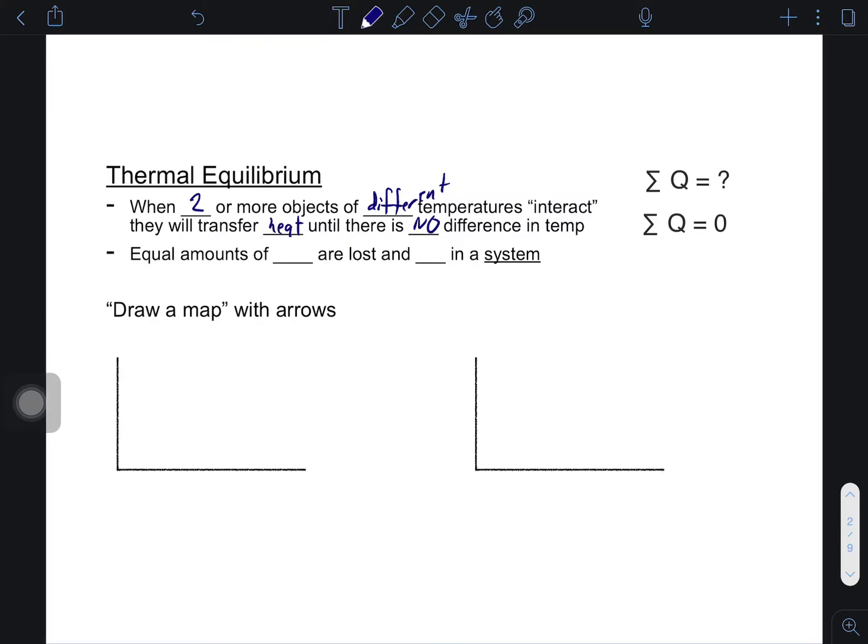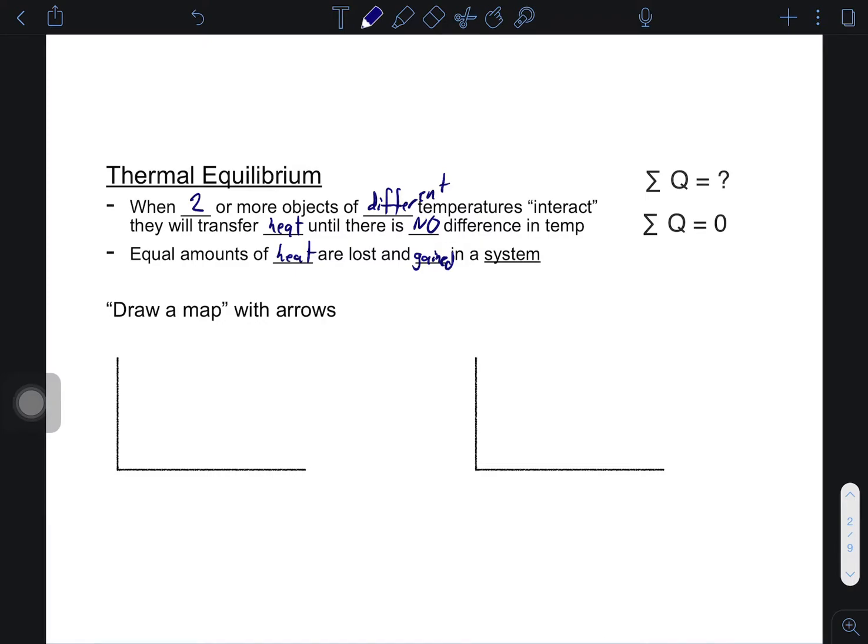Okay, so when two or more objects are interacting, we have a hot object and a cold object, right? Because there's a difference in temperature. So what happens to the hot object? Well, it cools down. What happens to the cool object? Well, it warms up. So they transferred heat to one another. So equal amounts of heat are lost and gained in a system. And we call it a system when two or more objects are working together or are interacting with one another.